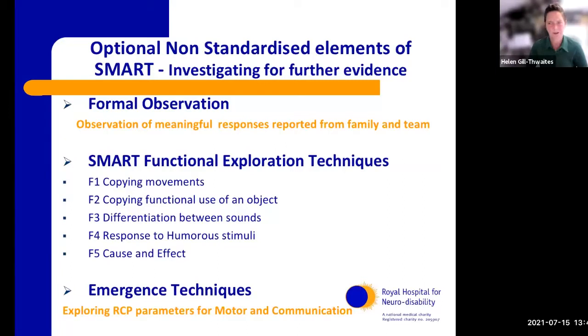And then we'll also look at functional exploration techniques, which is, as you can see there, the list of those, which we found actually teased out more and more responses. So let's say, for example, cause and effect. You can, for example, have a movement up and down of the arm. They might not follow command, but you see something purposeful. You can see if they can activate an iPad, for example, and use your knowledge of the patient to elicit that. And certainly exploring the emergence techniques is done very systematically as well.